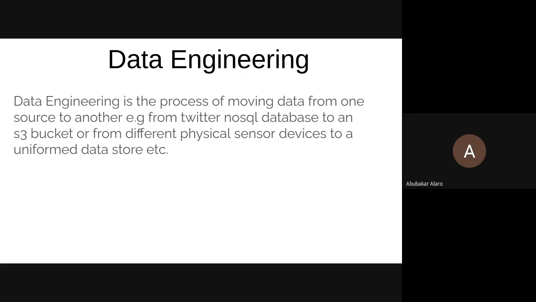Okay, so what is data engineering? As you can see from my screen, data engineering is a process of moving data from one source to another, e.g. moving Twitter data, which is residing in a NoSQL database, to an S3 bucket or to a file storage system on your system, and you store all of this data in a particular, uniform database. So data engineering is like the plumbing work of data science. They deal with moving data from one source to the other. So when it gets to the other source, then it is used for many other things that you might want to use it for.